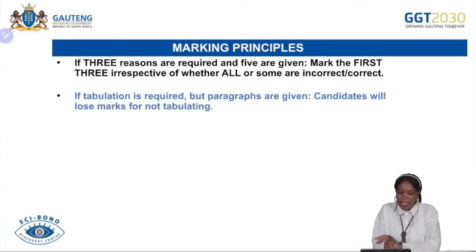Then, if tabulation is required, but paragraphs are given, you are going to lose the marks for tabulation. Remember, when it says tabulate the differences between DNA and RNA, you are going to get that 1 mark for T, just for the table, for drawing the table before you even come to differentiating.